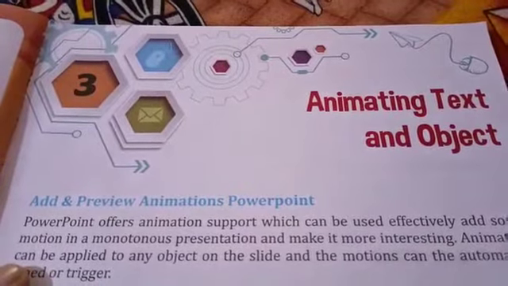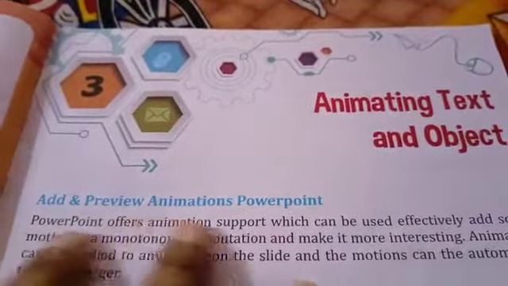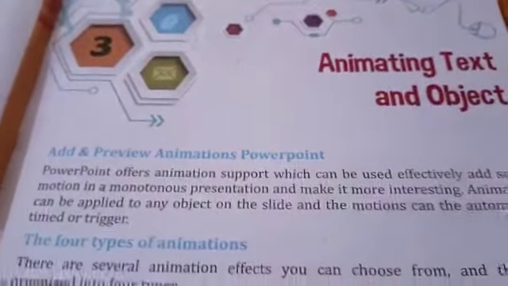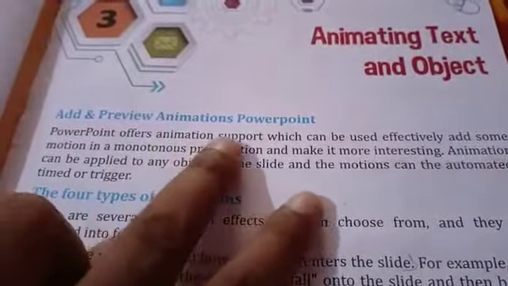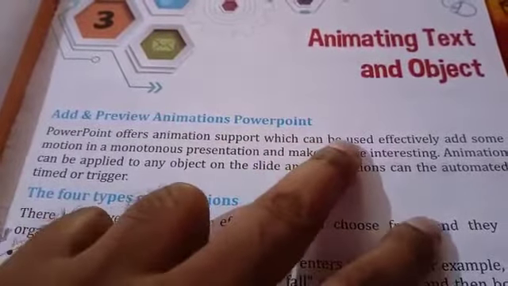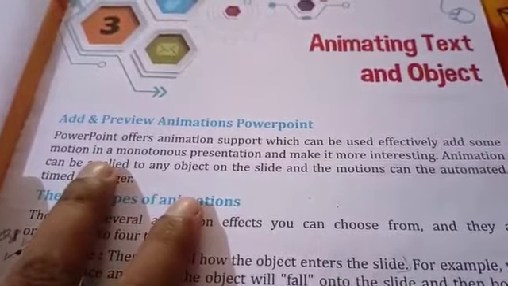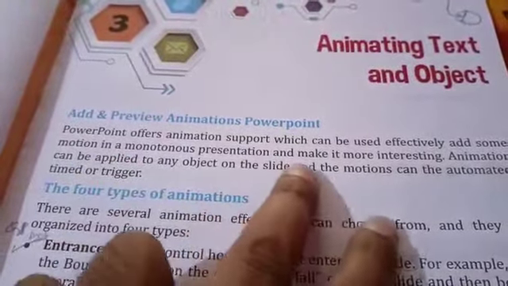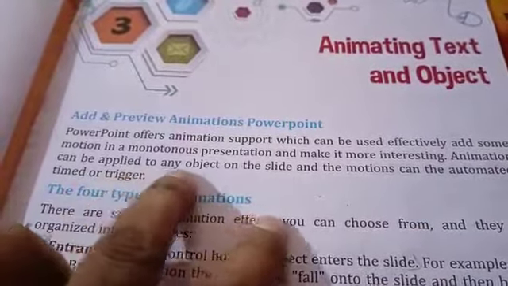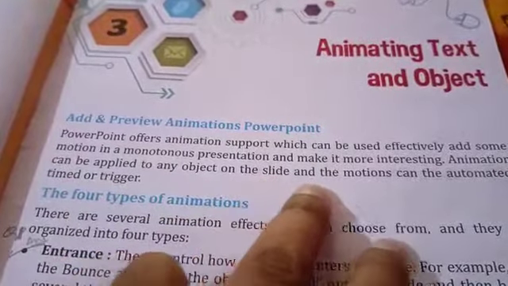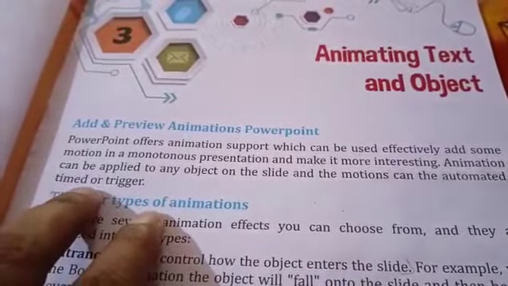Today's topic, animating text and objects. Let's start. Add and preview animations. PowerPoint offers animation support which can be used effectively. Add some motion in a monotonous presentation and make it more interesting. Animation can be applied to any object on the slide, and the motion can be automated, timed or triggered.